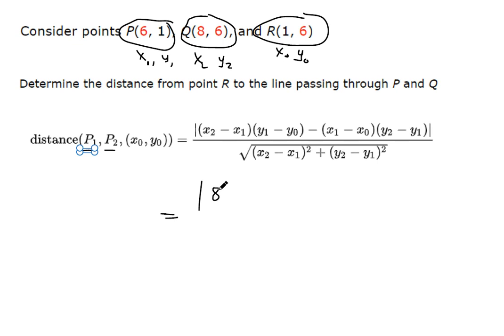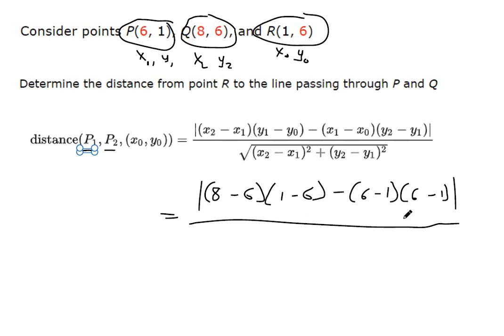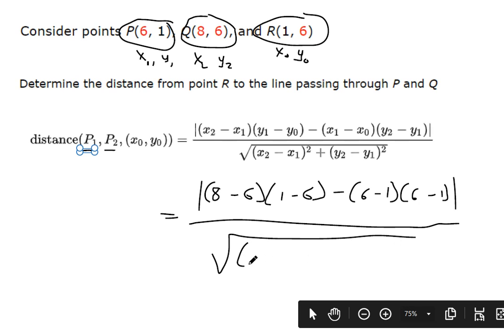So we have 8 minus 6 times Y sub 1, which is 1 minus 6. And if you've done cross products, there's probably something about this that feels familiar because it's a similar idea. We're looking for something that makes a right angle because that's the shortest distance. And that's all divided by the square root of 8 minus 6 squared plus 6 minus 1 squared.